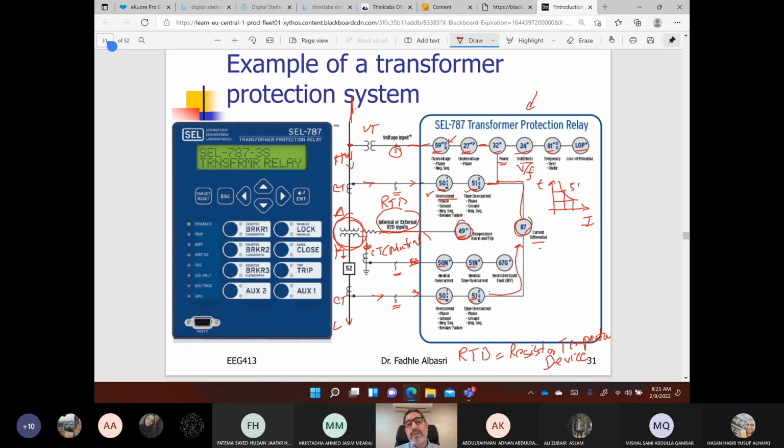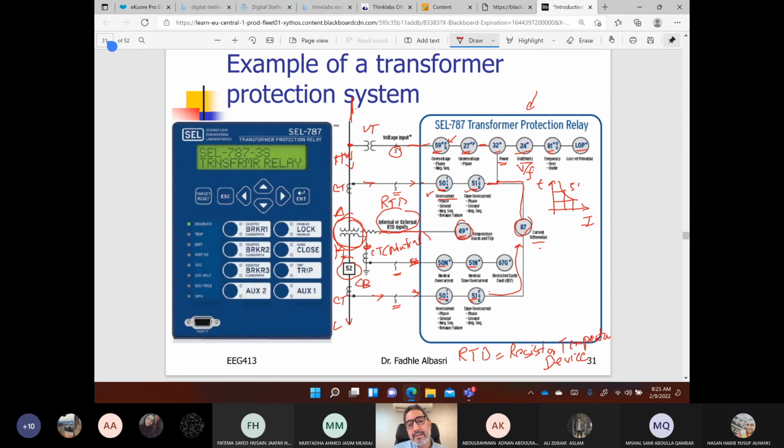Do you have any questions so far? So is it clear? What do you mean by a protection relay? What are the protection functions? Why do you need input CT and VT? Okay, and where is the breaker here? This is the circuit breaker.